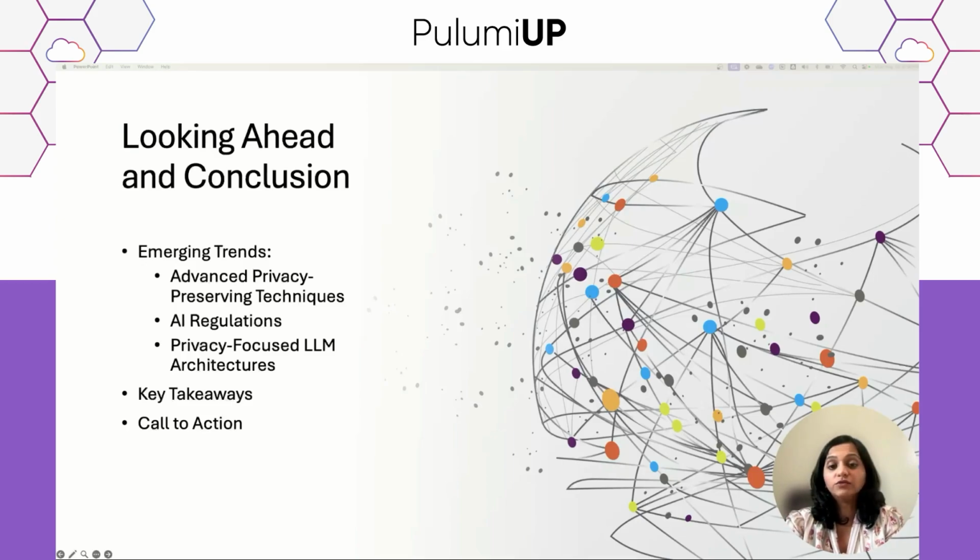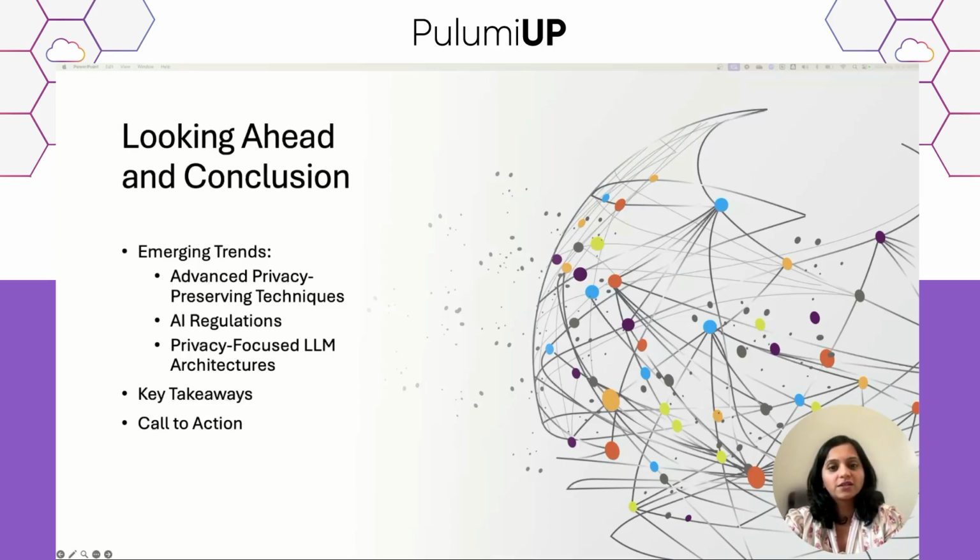LLMs offer powerful capabilities, but they also present significant privacy challenges. These challenges are real and have tangible impacts, as we have seen in several real world examples. Addressing these challenges requires a multifaceted approach, combining technical solutions, regulatory compliance, and ethical considerations. Best practices are emerging, with leading companies showing that it's possible to innovate while prioritizing privacy.